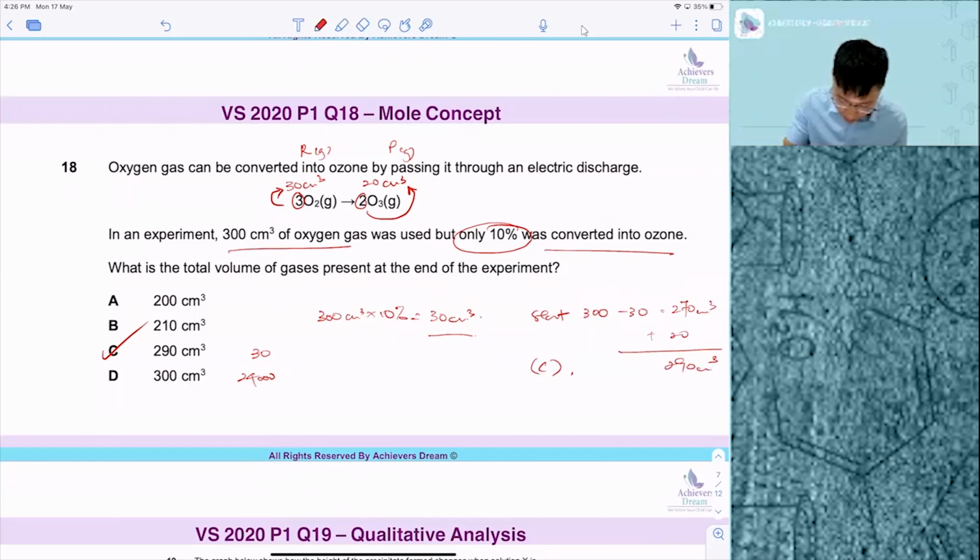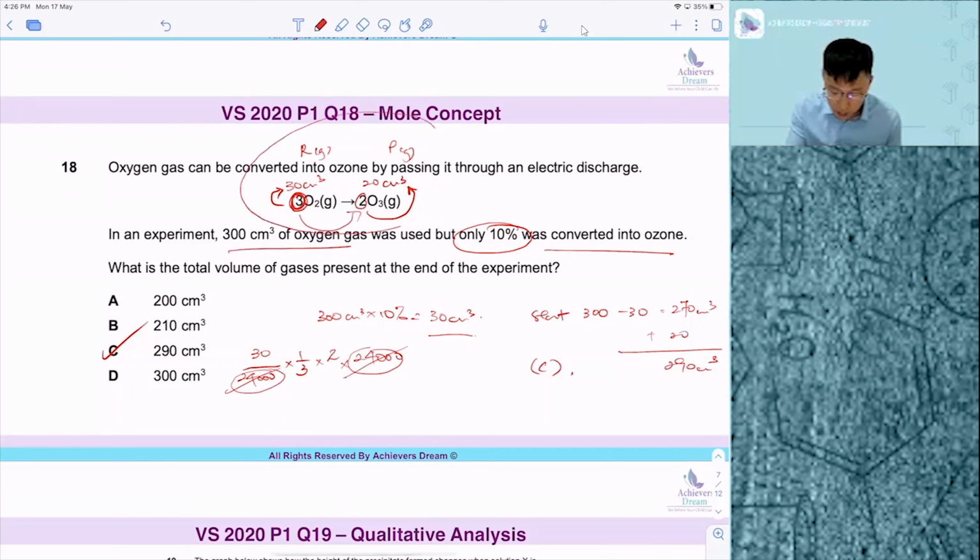Why? Because you need to find one part. For 3 parts, you divide by 3, times 1/3. Then it is a mole ratio of 3:2, so you need to times 2. Then if you were to convert it back to gas again, you need to times 24,000 cm³. Can you see that actually this and this will cancel off? That's why when I mentioned that the shortcut can only be used if and only if this is a gas and the reactant is a gas and the product is a gas. So 18 option is C.